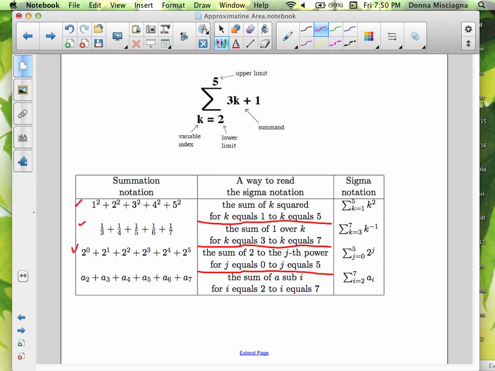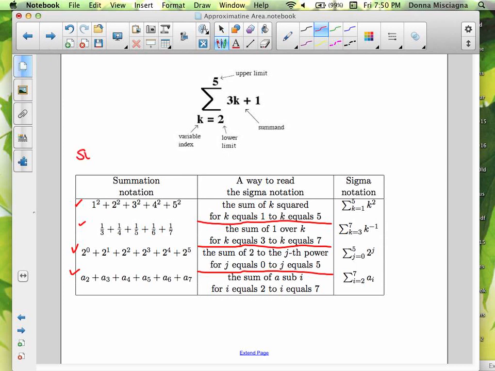And then, so we've gone through 1, 2, and 3. The final one there is the sum of a sub i for i equals 2 to i equals 7. That tells us our starting and ending values, and we have just a variable expression, a to the i. So we would have a subscript 2 plus a subscript 3 plus a subscript 4 plus a subscript 5 plus a subscript 6 plus a subscript 7 in summation notation. That's a tongue twister. So we've gone through all 4. So let's look at the one above.